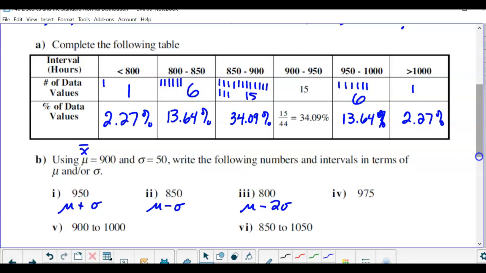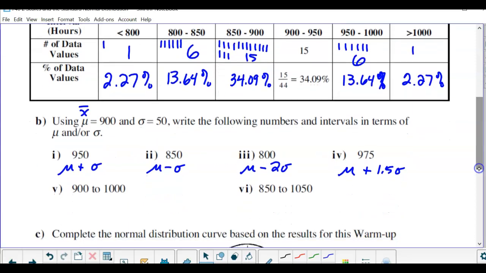975, well, what would that be? That's mu plus 75. Well, our sigma is 50, so we need 1.5 of them. So that could be 1.5 or 3/2. In normal distribution, we do use decimals, so I'm going to show it as a decimal.